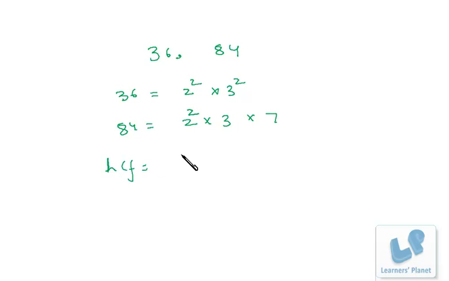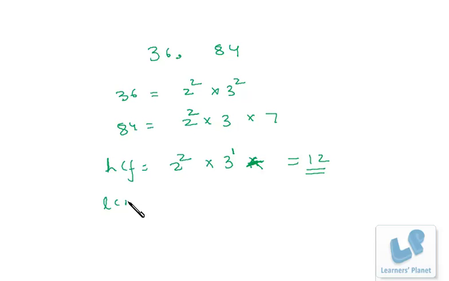Now for HCF, we have to take the least exponent of the common numbers. Now 2 square, 2 we have here and 2 we have here, and the least exponent of 2 is square. So it's 2 square. Then 3, here it is 3 and here it is 3 square. So 3 we have to take, but we have to take the least exponent. So that will be 3 raised to 1. Then 7 we have here, but 7 we don't have here. So we will not take any other number now, right? Now 2 square into 3, that is 4 into 3. HCF will be 12, right?